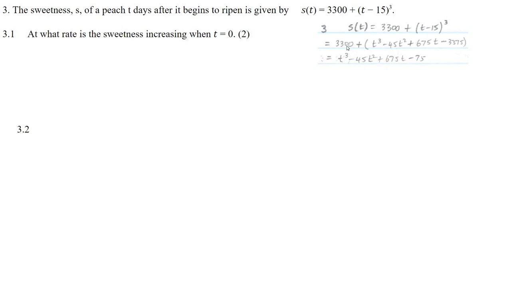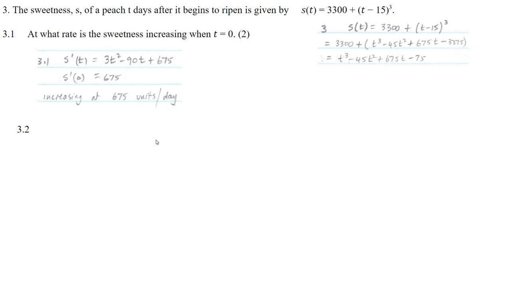And then you'll go 330 minus this, you'll get minus 75. And then just add all these other things. There's the formula for S(t). We're going to have to find the derivative of that. So that makes it 3t squared minus 90t plus 675. So what does that mean? The rate of change when we put 0 in here is 675 sweetness units. What is a sweetness unit per day?